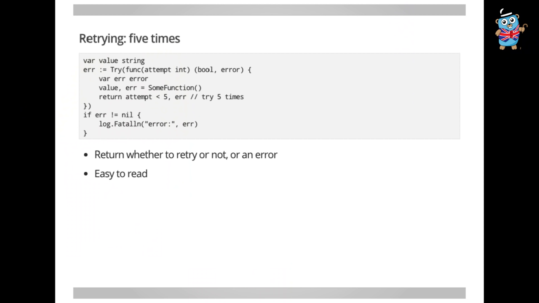But how you can use it is you call try, you pass in a function. The function gives you the attempt number, which starts at 0 or 1, I can't remember. And then you can just return where attempt is less than 5, so that's going to be true up until it's 5, at which point it stops retrying. So it's quite nice, it's quite easy to read. I think it's obvious. If I showed you this and said, what does this do? I think you'd know. And that's kind of key.